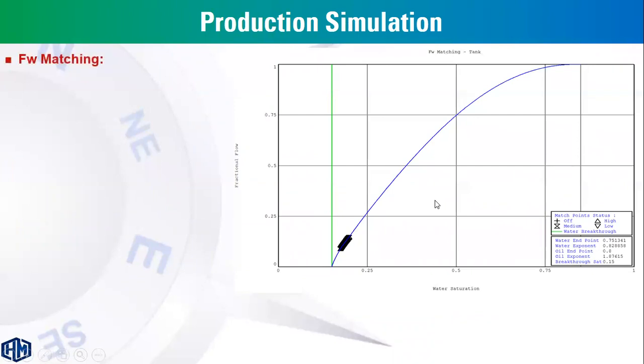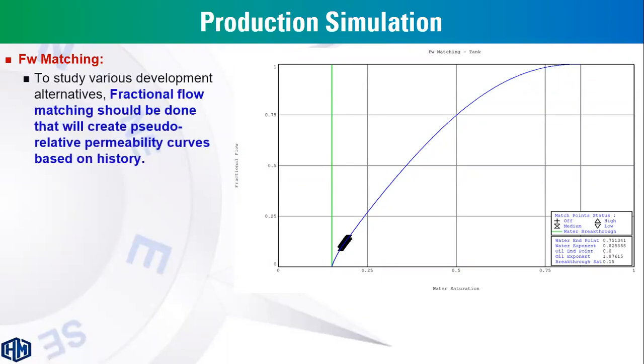Before prediction, you have to apply what we call the fractional flow matching, or FW matching, based on the defined model and the imported production history. Accordingly, you can update your relative mobility data based on the actual production. This is what we call FW matching: to modify and fine tune the relative mobility curve to match the historical production.